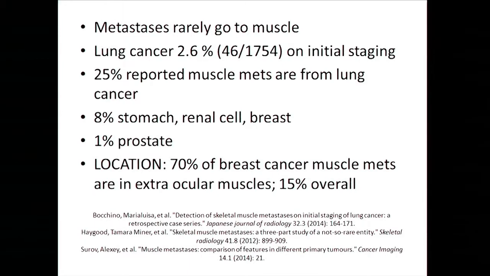For lung, it's a little bit of a problem. Now, for stomach, there's 10 times more people with lung cancer than stomach cancer. So if 2.5% of lung cancer patients have mets, you're probably talking 7 or 8% of people with stomach cancer have muscle metastases. So it depends on the muscle where you're going. Look at location. 70% of the metastases from breast cancer are in the extraocular muscles. Those are tiny little muscles in the eye. How much blood flow from metastases is possible in the extraocular muscles? It's not very much. And 15% of overall muscle metastases are in the eye.